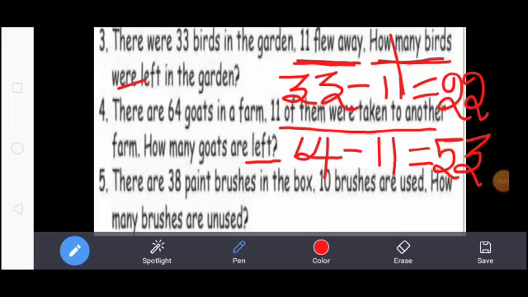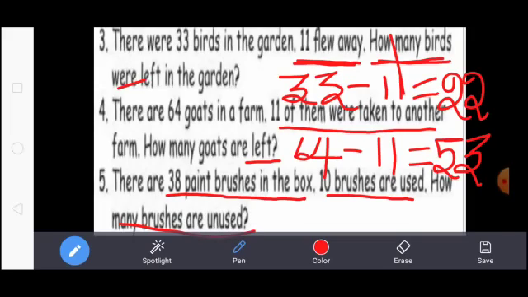Next question. There are 38 paint brushes in the box. 10 brushes are used. How many brushes are unused? Another time I read this. There are 38 paint brushes in the box. 10 brushes are used. How many brushes are unused?